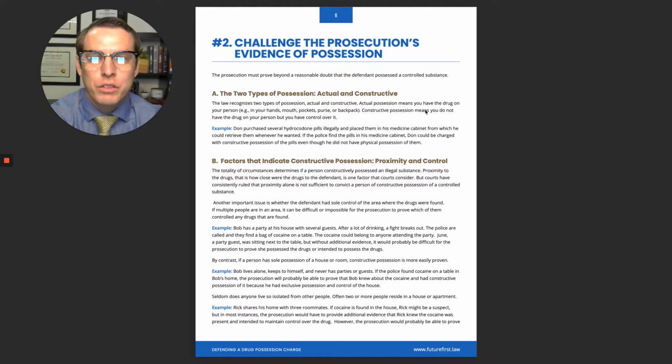So, the prosecution must prove beyond a reasonable doubt that the defendant possessed a controlled substance. This is, of course, the standard at any criminal trial. A lot of people have questions about this: how are they going to prove it? What do they know? What don't they know? What evidence do they have?